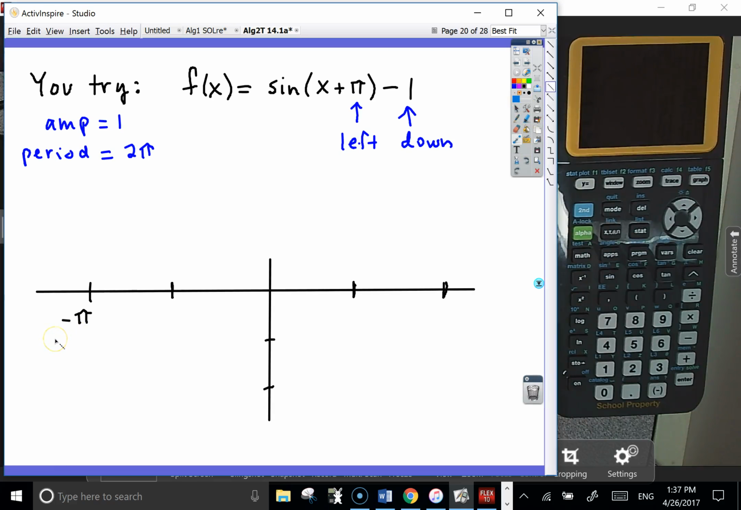It's kind of like when we were doing exponential graphs. We knew that there was an asymptote on y equals 0, so the first thing we did is move the asymptote, and then you draw the rest. This is not an asymptote, it's just the center line.